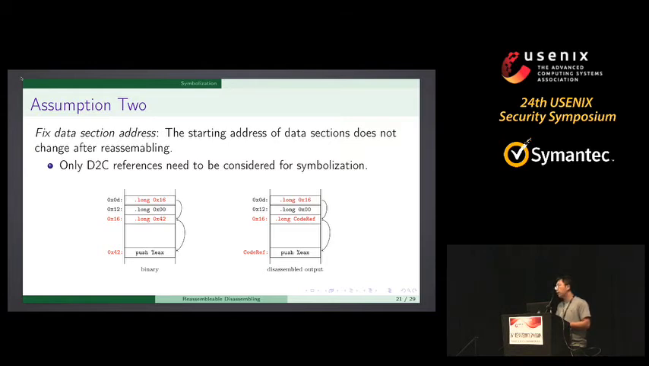So by accepting assumption 2, only data to code references need to be considered for symbolization. And as shown in the example, even if we do not symbolize the data to data, as long as the starting address of the data section is kept at its original position, the original memory address is still reusable.